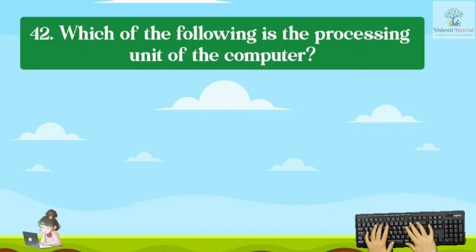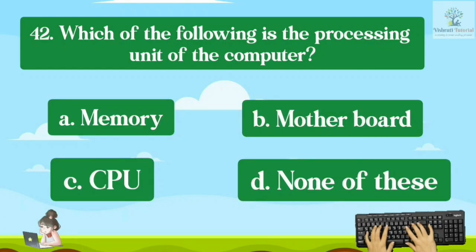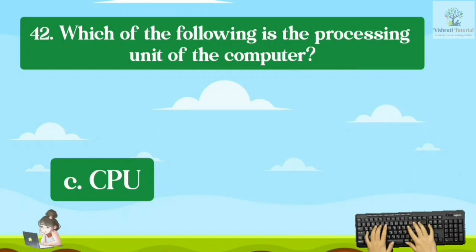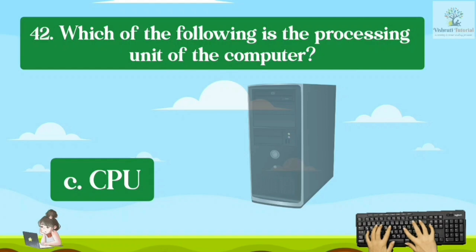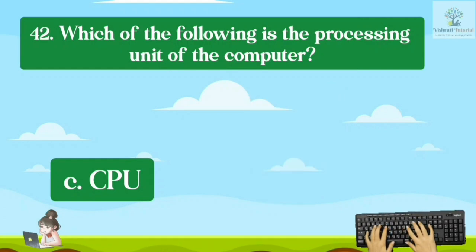Question number 42. Which of the following is the processing unit of the computer? Options: A. Memory, B. Motherboard, C. CPU, D. None of these. And the correct answer is C, CPU. CPU is the processing unit of a computer.